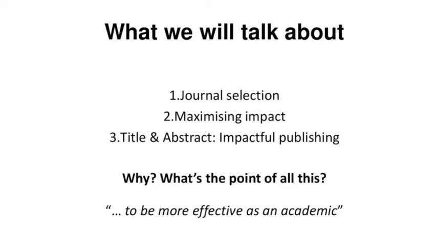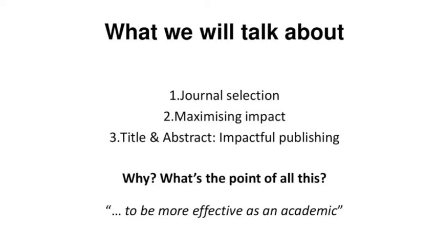First of all, we will discuss journal selection. Which journal should you pick for your next academic article, and how can you do that effectively as an author? Secondly, we will talk about maximizing your impact as a researcher, and how you can do that through effective journal selection. And thirdly, we will discuss how you can manage impactful publishing with your title and with your abstract. So: journal selection, maximizing impact, title, and abstract.